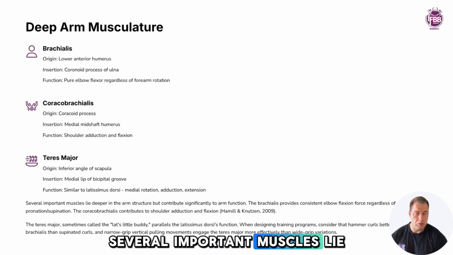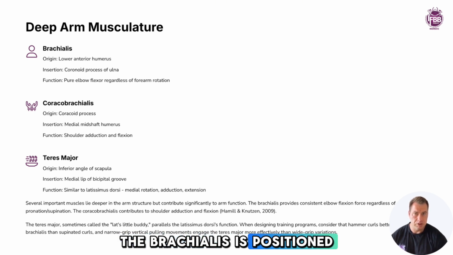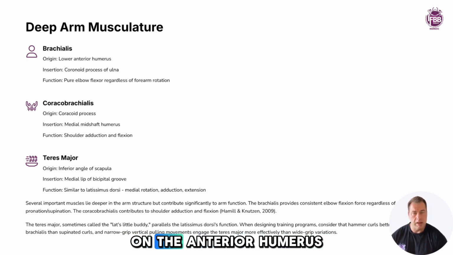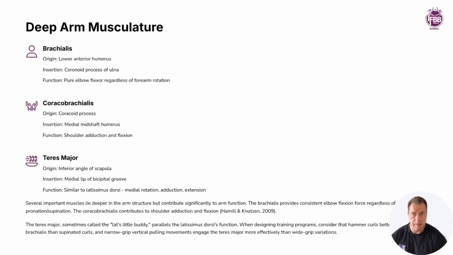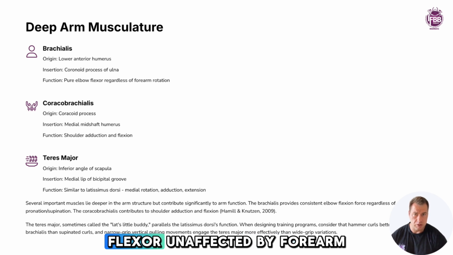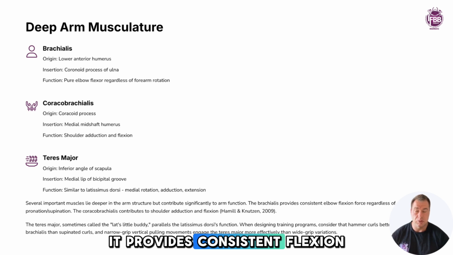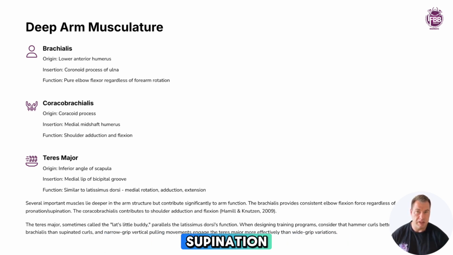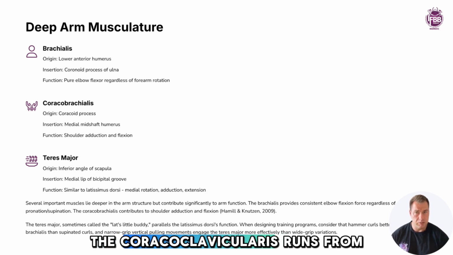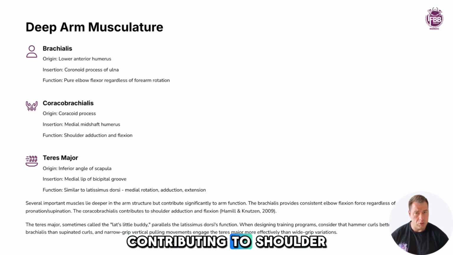Several important muscles lie deeper in the arm structure. The brachialis is positioned beneath the biceps on the anterior humerus, attaching to the coronoid process of the ulna as a pure elbow flexor unaffected by forearm rotation. It provides consistent flexion force regardless of pronation or supination. The coracobrachialis runs from the coracoid process to the medial humerus, contributing to shoulder adduction and flexion.